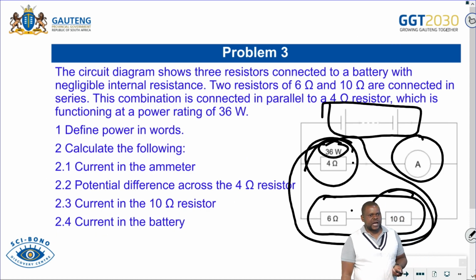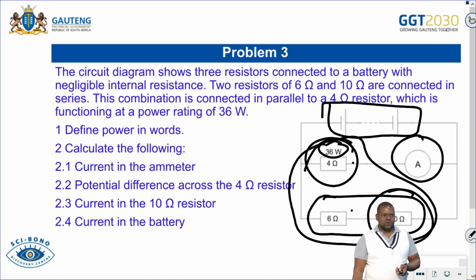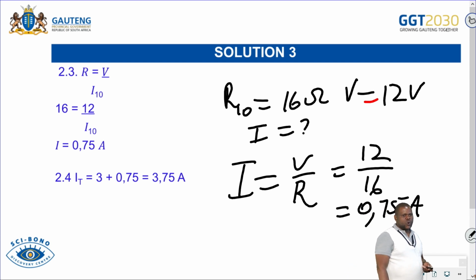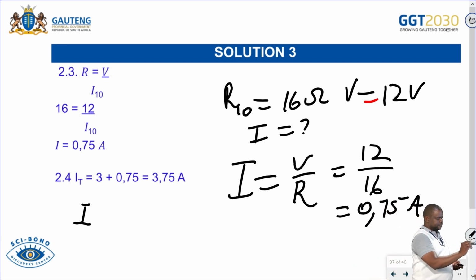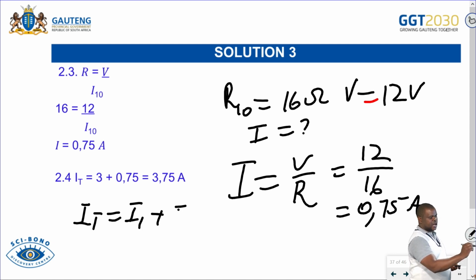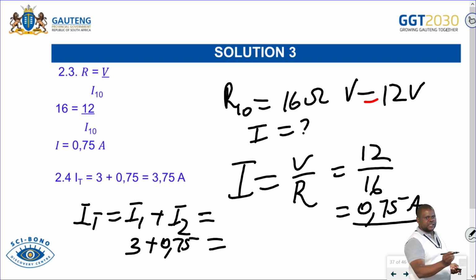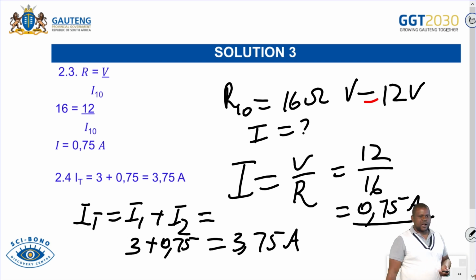They said calculate the current in the battery. The current in the battery, we know that the total current is equal to current one plus current two. The first current that we got is 3 ampere plus the second current, which is 0.75. Then we get 3.75 as the total current.